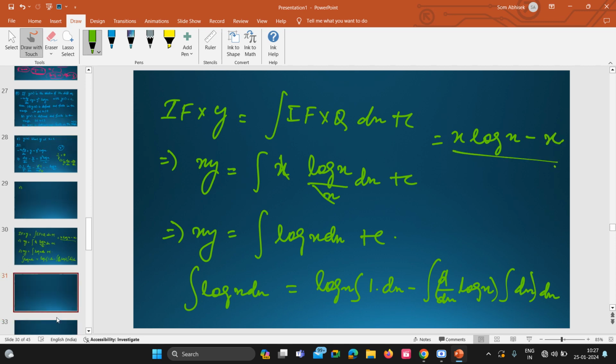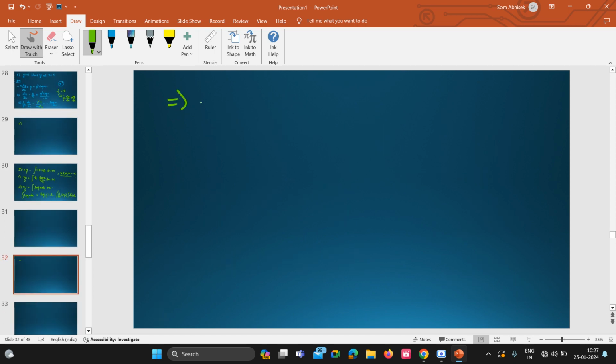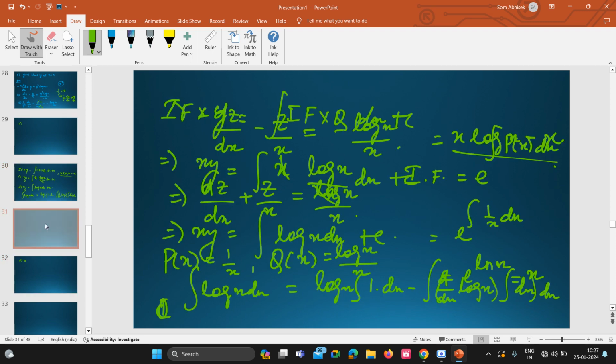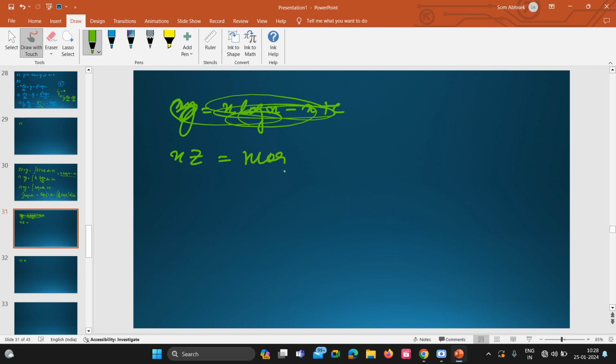Okay, so put it here. So xz is equal to x log x minus x plus c. Again, sorry, this is not y, this is z, because I have taken z. My bad. z is what? 1 by y. So x by y is equal to x log x minus x plus c.